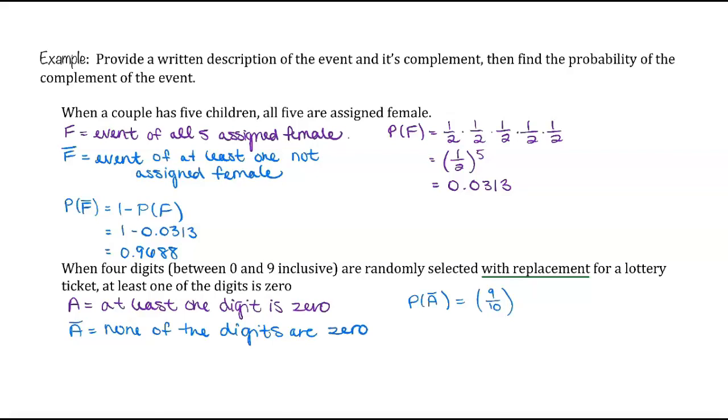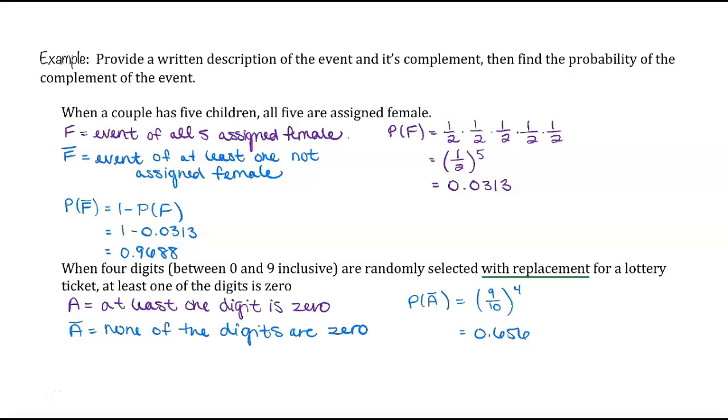So the probability of none of them being 0 is 9 divided by 10 raised to the 4th power, or 9 divided by 10 multiplied by itself 4 times. This gives us 0.656. So the probability of selecting 4 digits that are not 0 is 0.656, or about 65.6%.